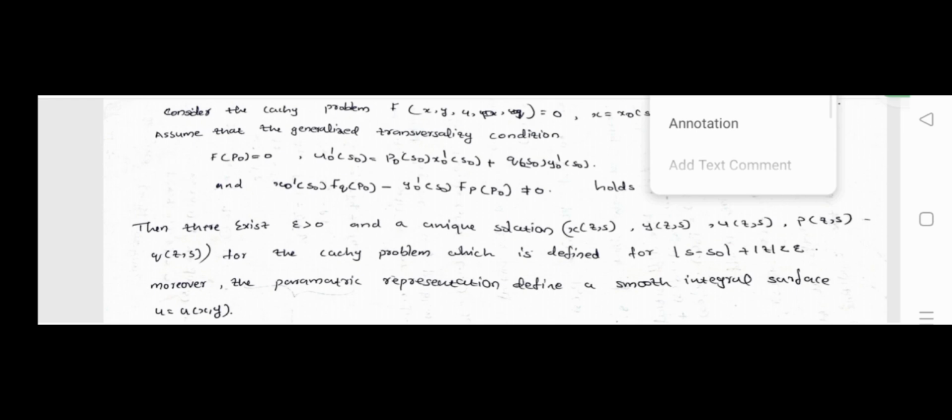Then there exists epsilon greater than 0 and a unique solution x(t, s), y(t, s), u(t, s), p(t, s), q(t, s) for the Cauchy problem, which is defined for |s - s0| + |t| less than epsilon. Moreover, the parametric representation defines a smooth integral surface u = u(x, y).